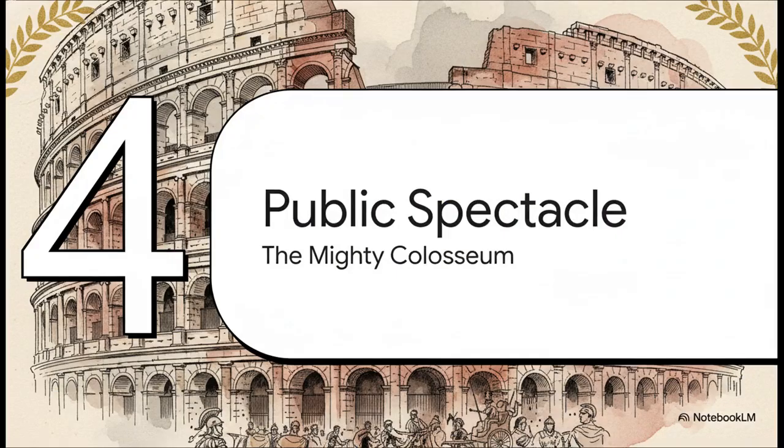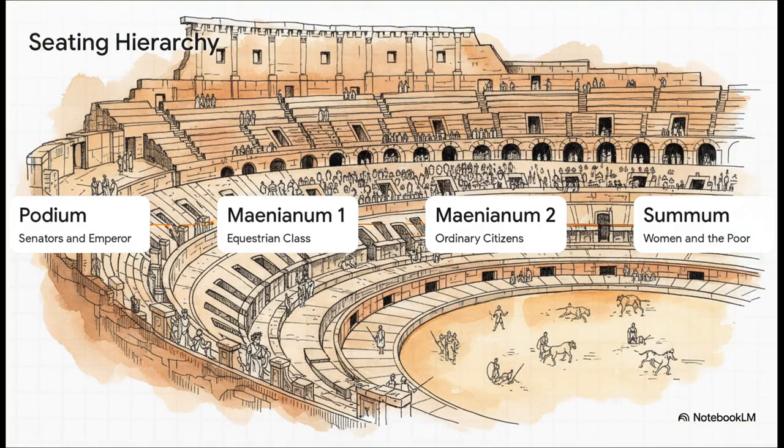Which perfectly sets up Section 4, Architecture of Public Spectacle. Nothing says public spectacle quite like the mighty Colosseum, commissioned by the Flavian emperors in 70 AD. If you were to walk in and literally ascend the seating tiers, you'd see exactly how our architecture physically enforced our strict social class system.